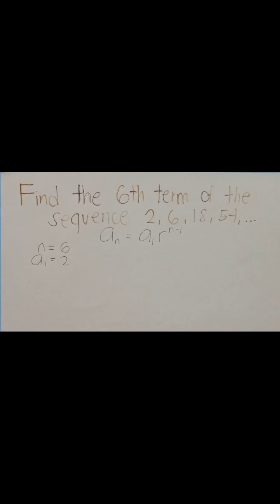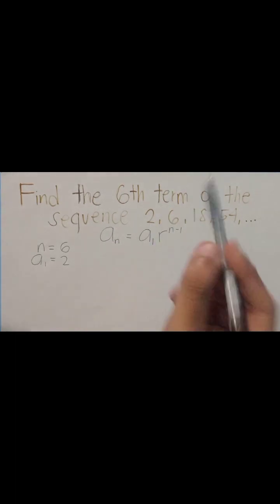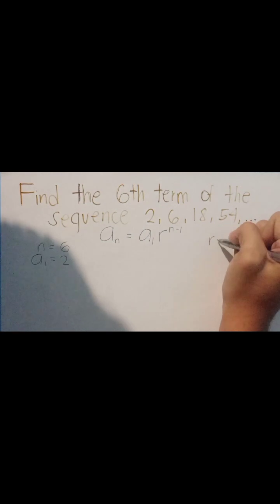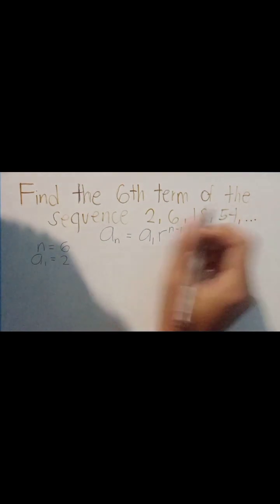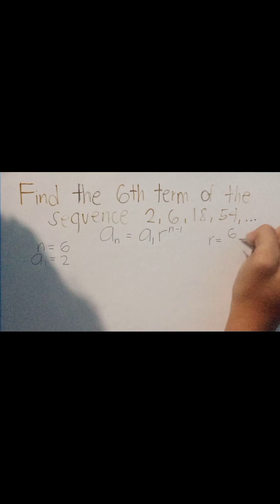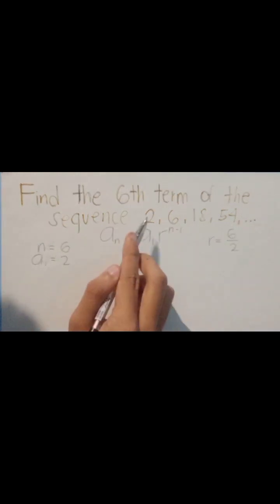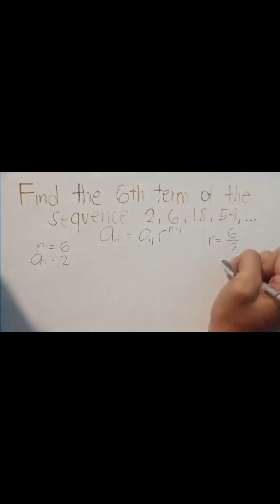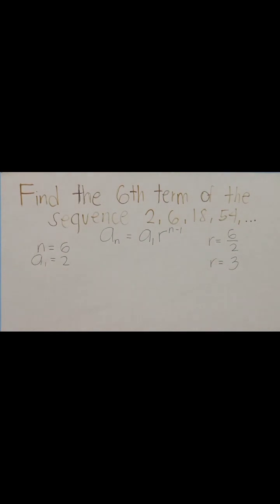So, to find the ratio, you can actually obtain the ratio by dividing the preceding term by the previous term. Gets nyo? For example, 6 at 2. R natin is equal to 6, the preceding term, at 2, which is the previous term. Now, 6 divided by 2 is equal to 3. Now, that is our ratio.